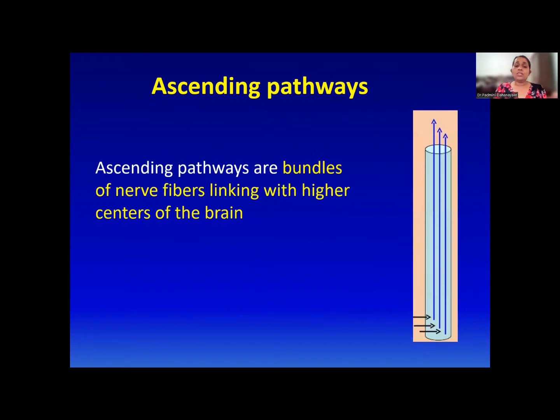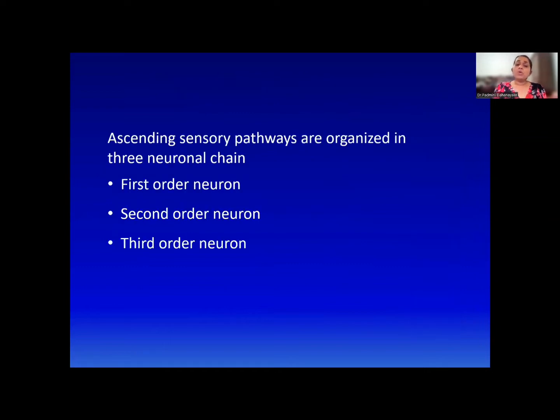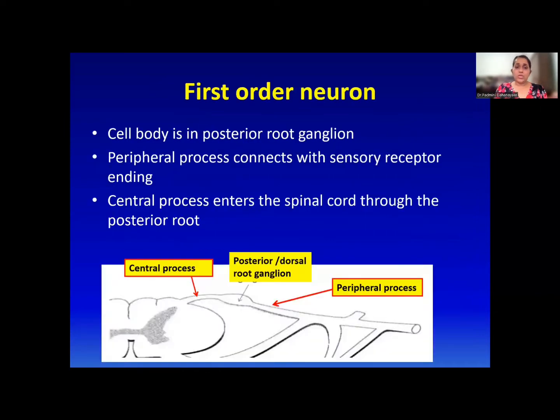So, as I told you a little while ago, ascending pathways are bundles of nerve fibers which are linking with higher centers of the brain. They will carry information from the periphery to the central brain. When you are talking about ascending sensory pathways, they are organized in 3 neuronal chains. You should know what this 3 neuronal chain is. In this 3 neuronal chain, there are 3 types of neurons: first order neuron, second order neuron, and third order neuron. Now we will look at what this first order neuron is.